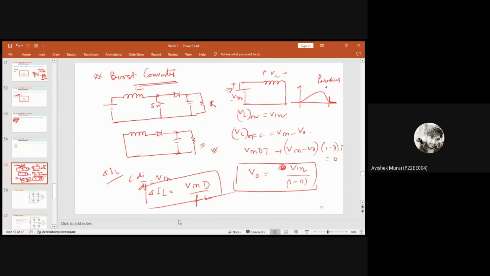So someone asked about the boost converter. Is it understandable? I'll just discuss it a little bit because it's not a part of your course. Okay, so I'm revising the H-bridge a little bit.